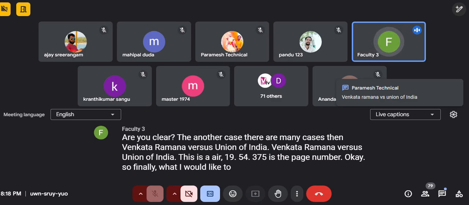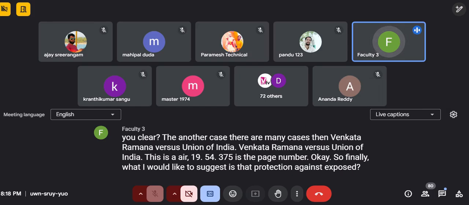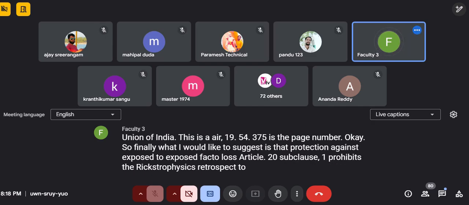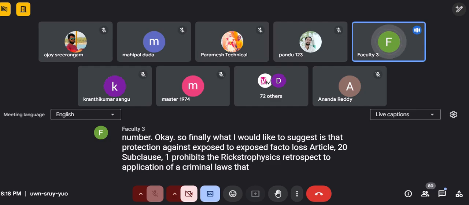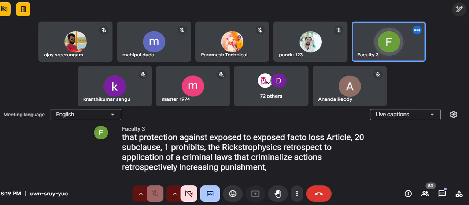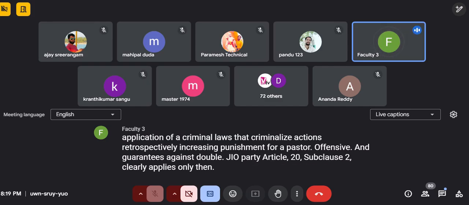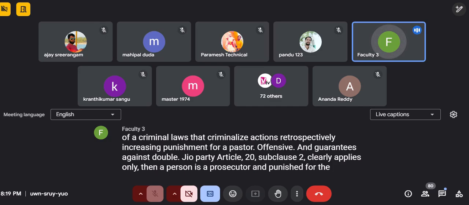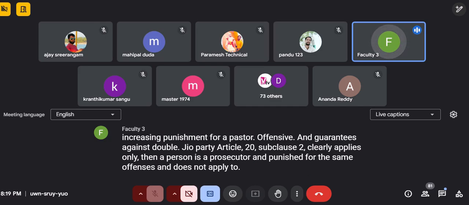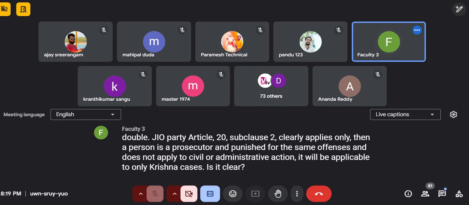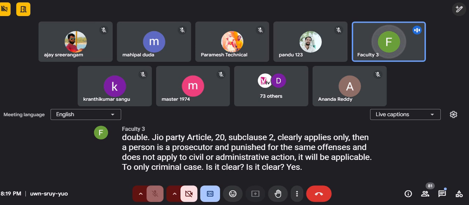So finally, what I would like to suggest is that protection against ex post facto law, Article 20, subclause 1, prohibits the retrospective application of criminal laws that criminalize actions retrospectively, or increase punishment for a past offense, and guarantees against double jeopardy. Article 20, subclause 2 clearly applies only when a person is prosecuted and punished for the same offences, and does not apply to civil or administrative action. It will be applicable to only criminal cases. Is it clear?